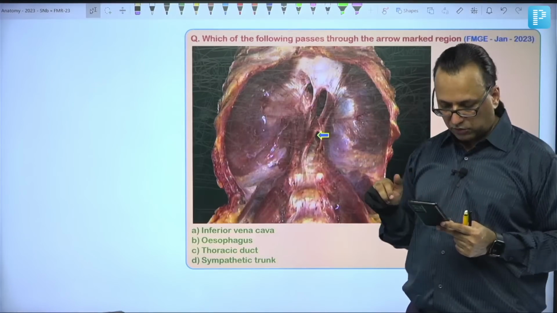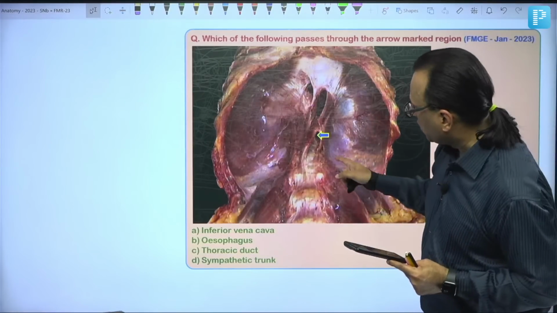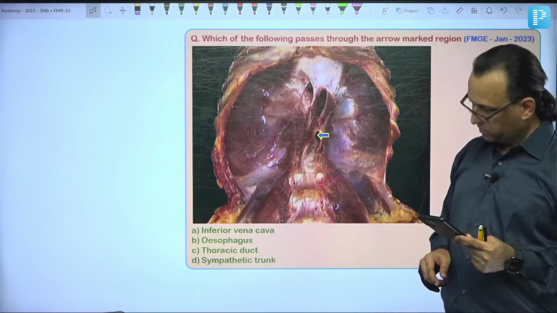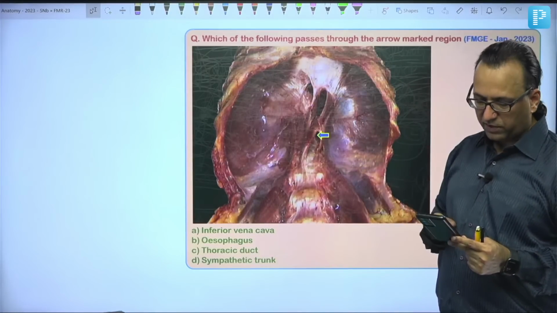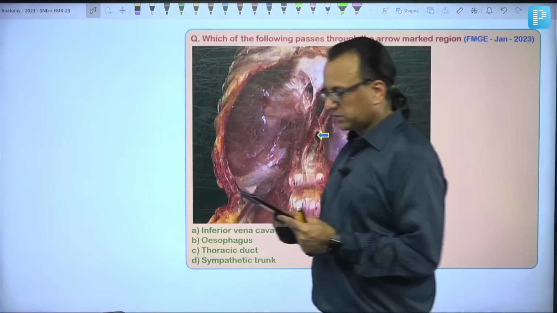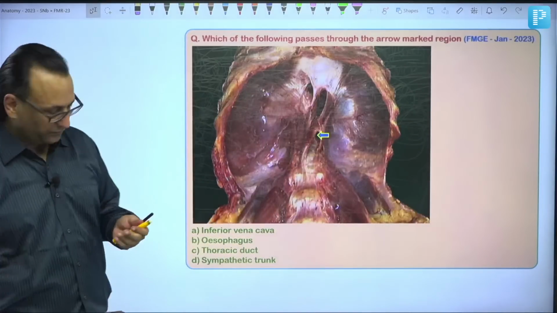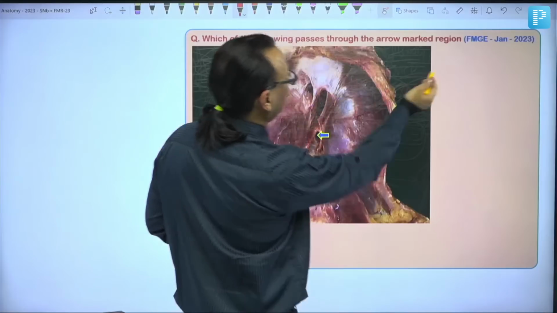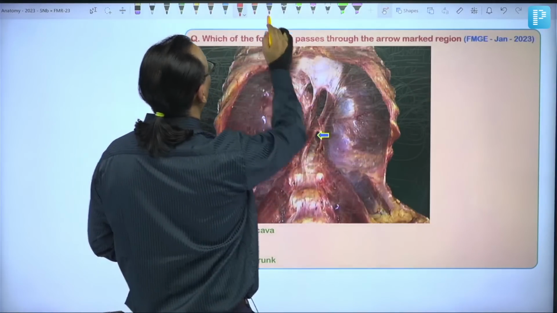Thoracic duct, where is thoracic duct? Okay, good. Very good. Fantastic. I think it is also a latest question. Which year they have asked? Oh, this year only. Yes.